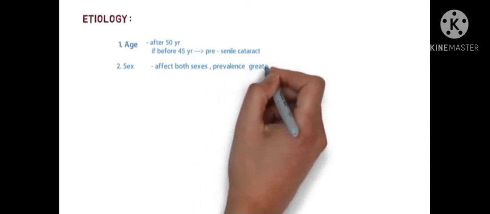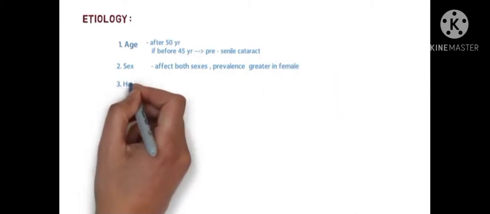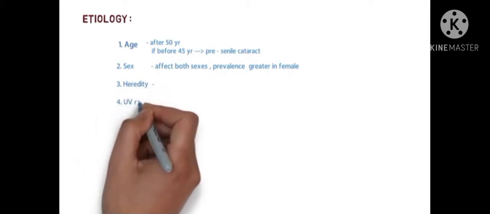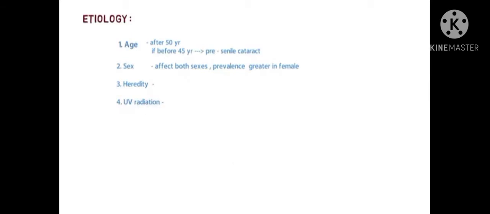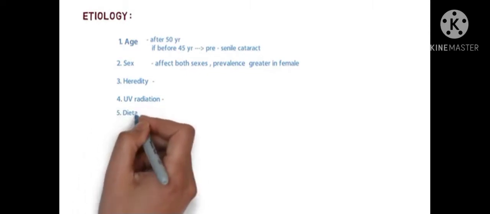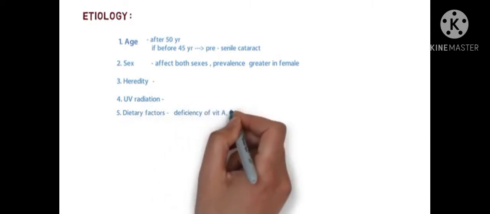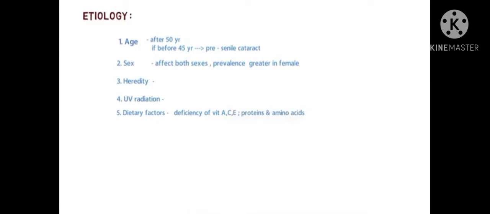Hereditary plays a considerable role in the incidence of cataract. Ultraviolet radiations: more exposure to ultraviolet radiation from sunlight has been implicated for early onset and maturation of senile cataract. Dietary factors: deficiency of vitamin A, C, and E, we can remember it as ACE, and deficiency of proteins and amino acids are implicated for early onset and maturation of senile cataract.